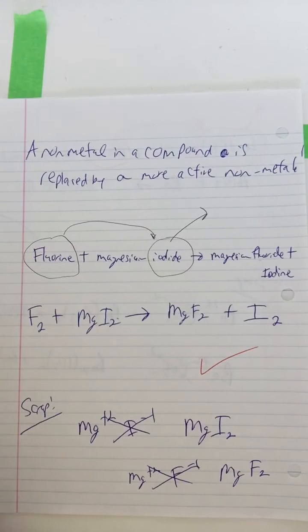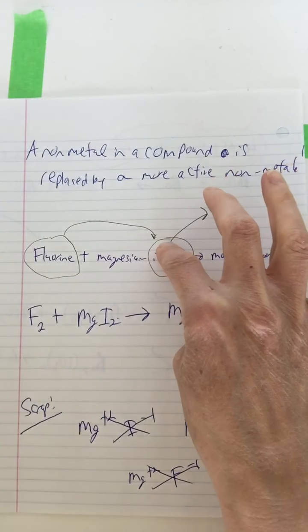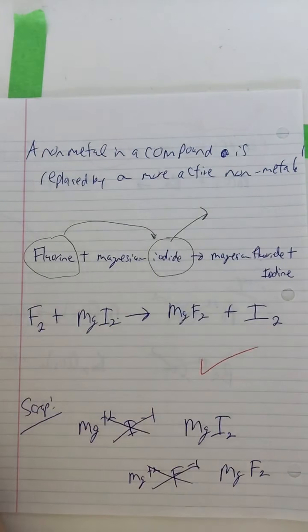So sometimes it's the non-metal that flips out. Okay? It's more often the metal, but sometimes it's the non-metal. Okay, so that was the end of these PowerPoints for this day 4, whatever it is.